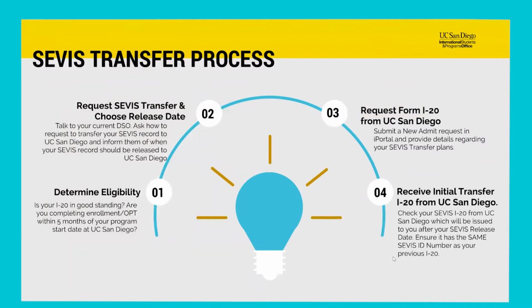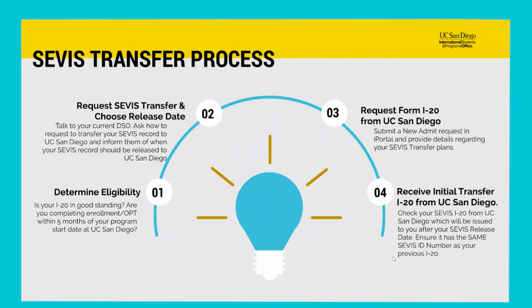A lot of students think, okay, I've accepted my admission to UC San Diego. This whole thing is now automatic. My SEVIS record and my I-20 will automatically just fly to UCSD's computer. That is definitely not the case.